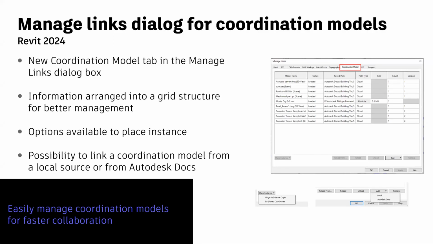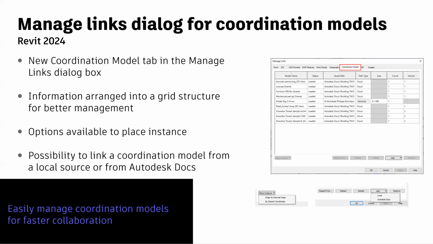And the Manage Links dialog is another update in 2024 of Revit. This is to manage your coordination model. So a new Coordination Model tab is available in the Manage Links dialog box. So generally you use Manage Links, right? So now in the 2024 version, you can see the coordination model there.